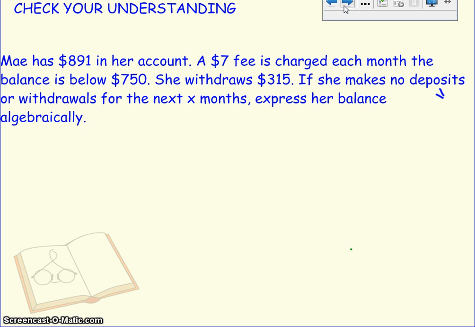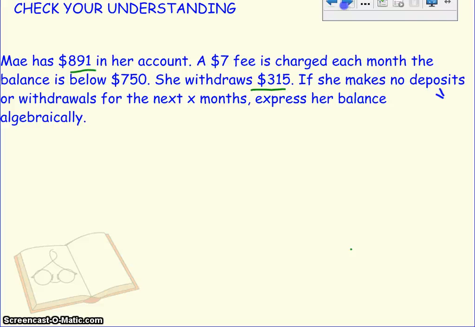All right, May has $891 in her account. A $7 fee is charged each month that it's below $750. She withdraws $315, and makes no deposits or withdrawals for the next x months. Express her balance algebraically. Go ahead and press pause. When you're ready, press play, and I'll finish this out.